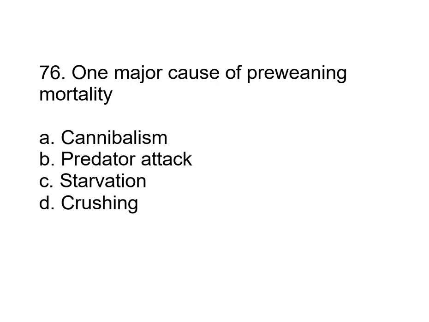Number 76. One major cause of pre-weaning mortality. A. Cannibalism, B. Predator attack, C. Starvation, D. Crushing. The answer is crushing. Number 77.